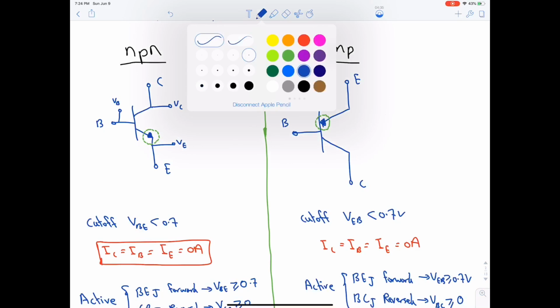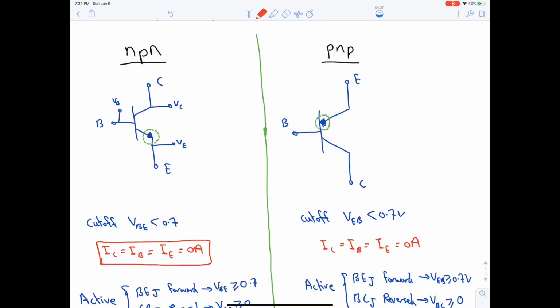We also have currents flowing through the terminals. The current here is called IC, the collector current. Here it's IE, and here it's going in with the arrow, and this is IB. Note that the currents IC and IE are always facing downwards, and IB is always in the direction of the transistor arrow.